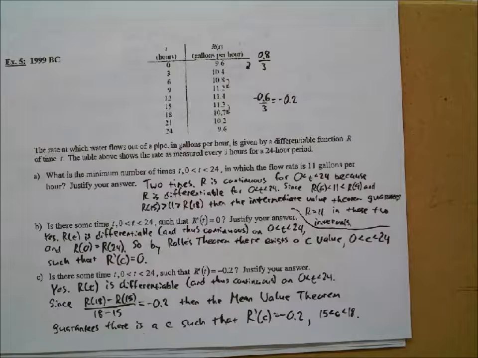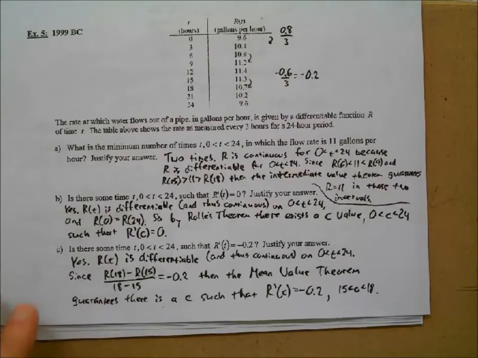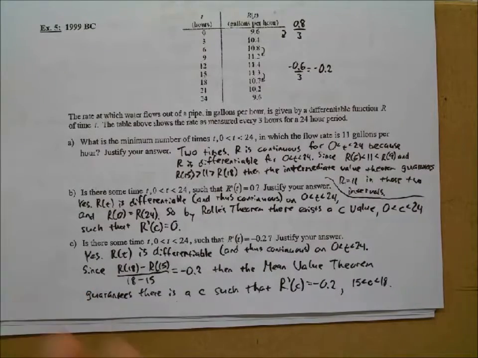Okay, now letter B is also in existence. It's asking, is there some time 0 less than t less than 24 such that r prime of t is 0? Okay, the answer here, right? Well, what are we supposed to use? What do we have that allows us to say that our derivative must equal 0? What theorem allows us to say that? Well, that's Rolle's theorem, right? Rolle's theorem says that if we meet certain conditions, we can say that our derivative is going to equal 0 at some point in our interval.